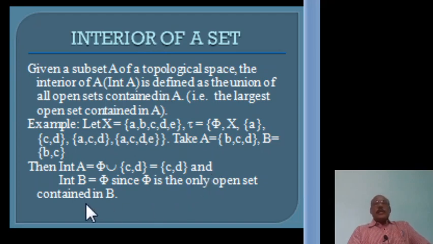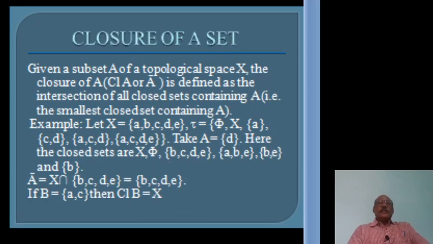Now, what about interior of B? As usual, the empty set is an open set contained in B. X is open but not contained in B. {A}, even though it is open, is not contained in B. {C, D} is not contained in B, {A, C, D} is not contained in B, and {A, C, D, E} is not contained in B. So in this case, the empty set is the only open set contained in B. Therefore, interior of B is equal to the empty set. So in this way, we find the interior of a set.